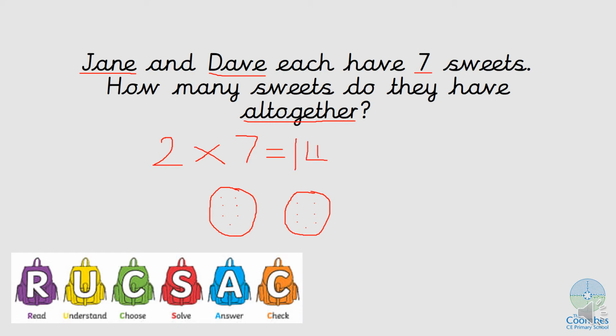Now, can you do the last part of Rucksack for me? Can you check that I've got that answer correct? Either count up in 2s 7 times to see what you get, or have a go at doing the inverse. So the inverse would be a division sum of 14 shared between 2. See if you get 7. Pause the video here to have a go.